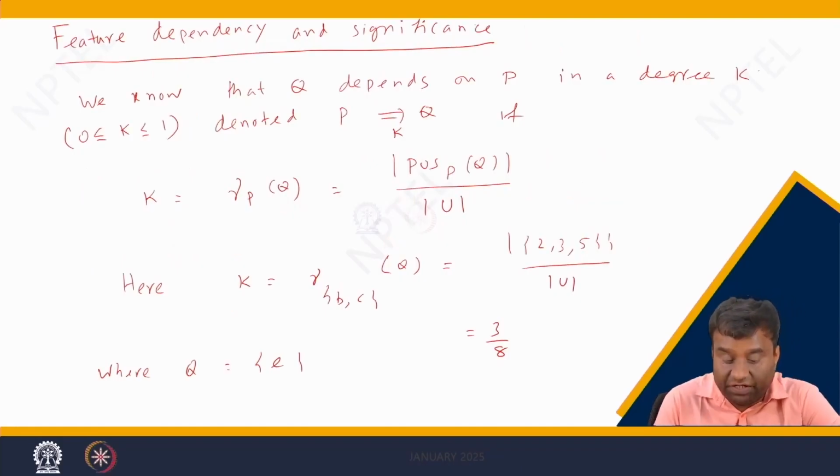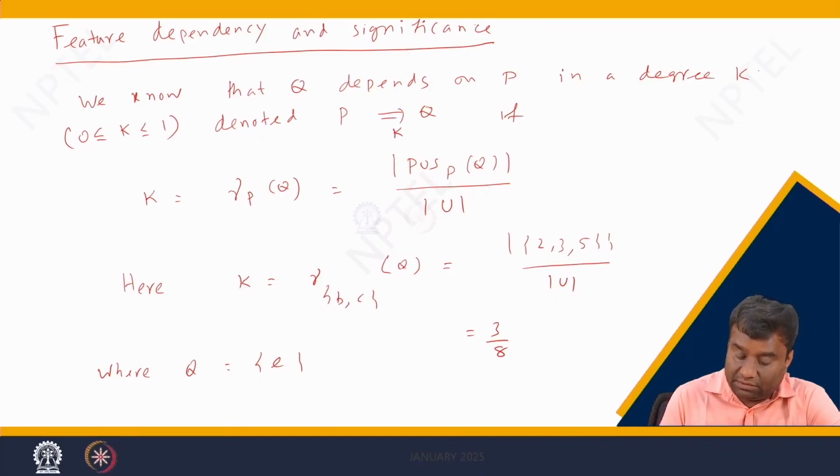Next is feature dependency and significance. We know that Q depends on P in a degree K, where K belongs to 0 to 1, denoted as P implies Q in degree K. The value of K is the cardinal number of the positive region of U by Q with respect to attribute P, over the total number of objects. So here the positive region of U by Q with respect to attributes B and C is 2, 3, 5, so K is 3 by 8 here. Here Q can be written as E.